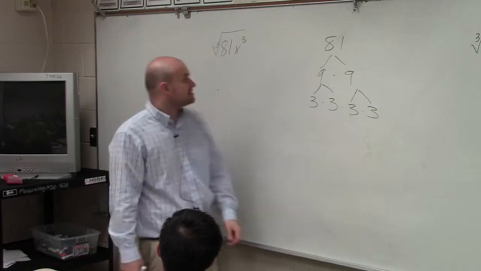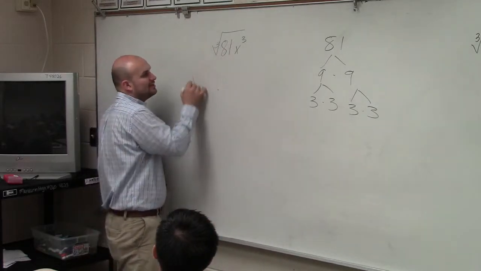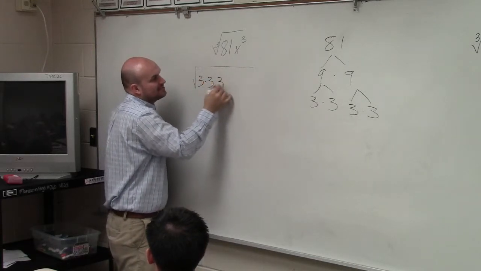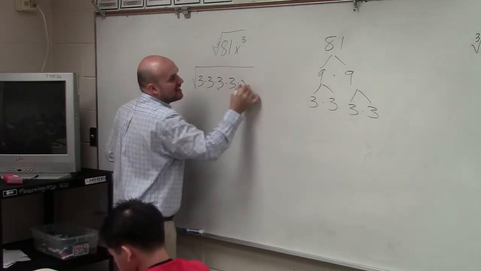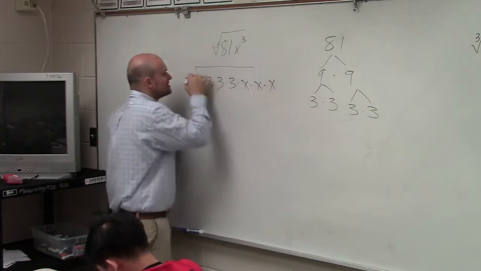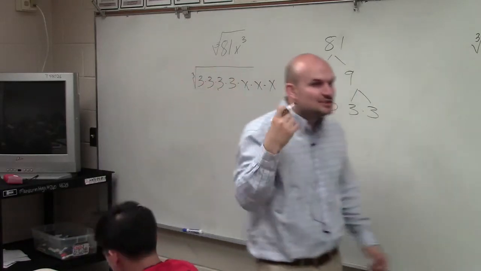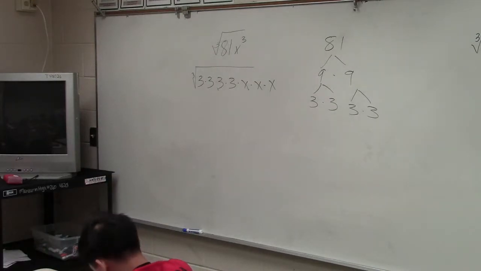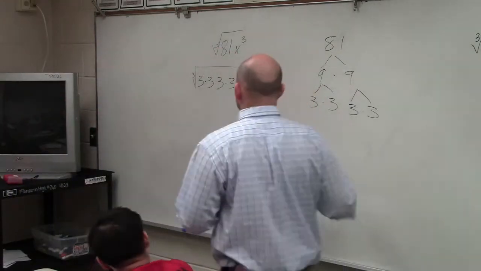Yes. So I can rewrite the cube root of 81x cubed as 3 times 3 times 3 times 3 times x times x times x. The easiest way to simplify radical expressions, not the fastest or quickest way, but the easiest way, is to write it as its prime factors.